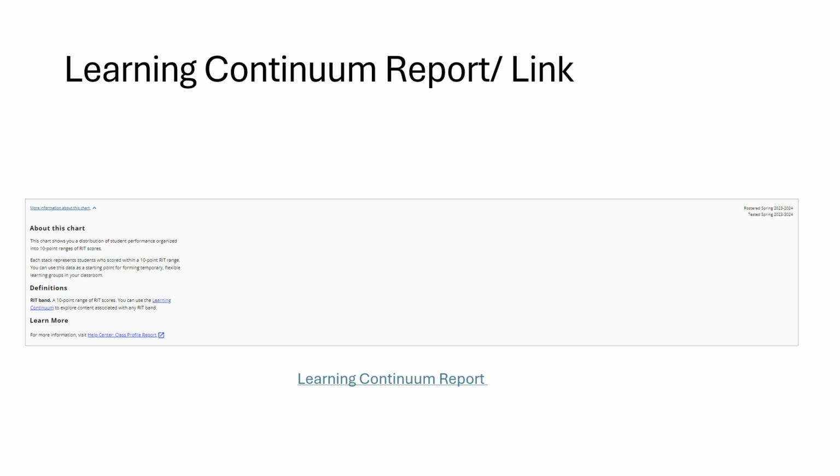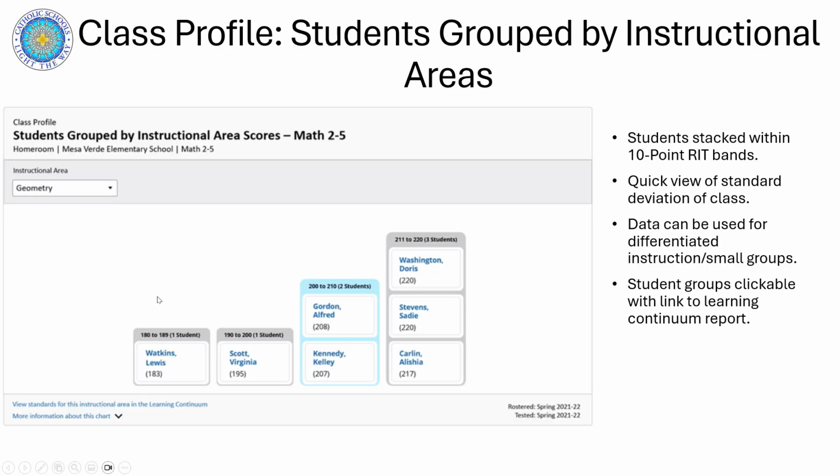If I were in, let me back up for a moment. If I were in this grouping and I clicked on a group of students and clicked on the Learning Continuum, it would specifically take me to the portion of the report that deals with that specific 10-point RIT band. So highlighted in blue is Alfred Gordon and Kelly Kennedy. If I were to click on the Learning Continuum report, it would take me to the information pertaining to that 10-point RIT band of a 200 to a 210.